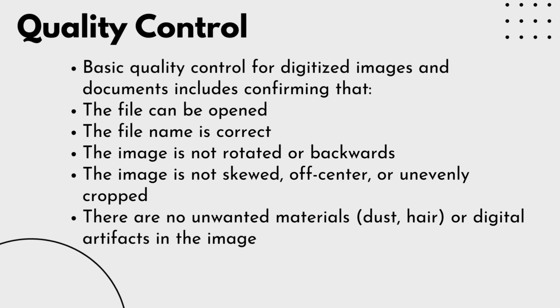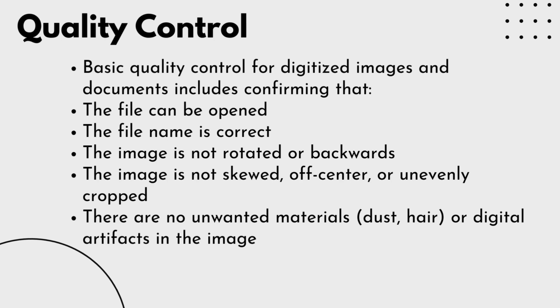Basic quality control for digitized images and documents includes confirming that the file can be opened, the file name is correct, the image is not rotated or backwards, it's not skewed or off-center, and that there's no other unwanted materials like dust or hair in the image. The first round of quality control should be done by the digitizer, you, after you complete a batch. And then the second round of quality control should be performed at least weekly by a separate individual. And that can be somebody in your organization or somebody else in your family or a friend that you recruit to help you look through these things.